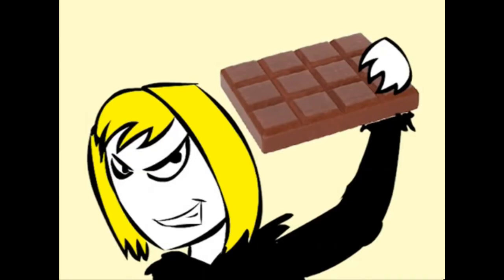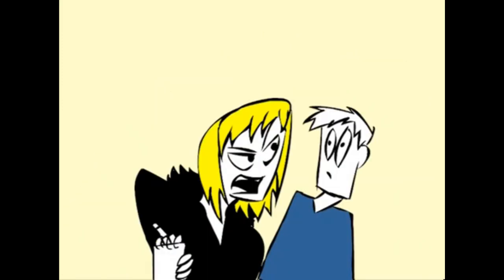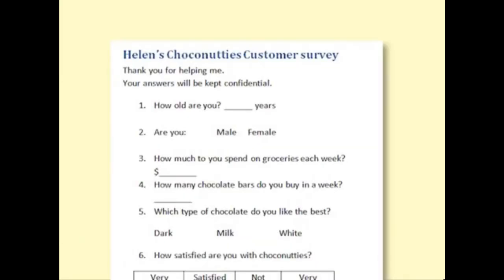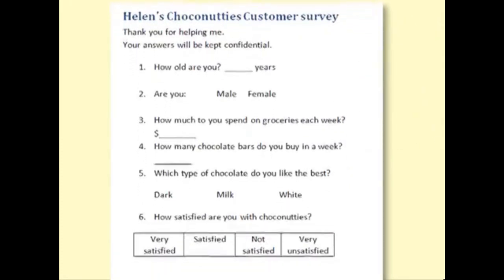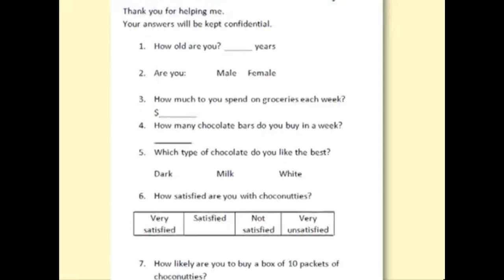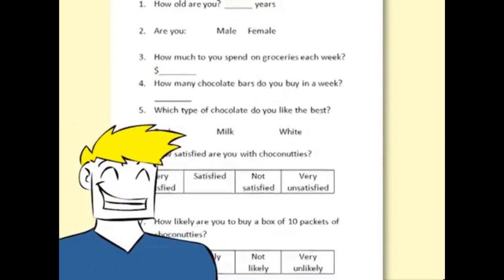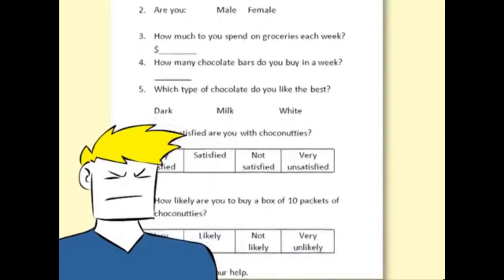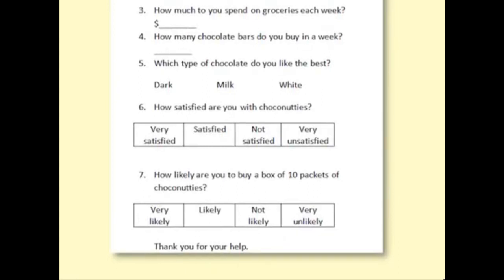Helen sells Choconutties. Helen is interested in developing a new product to add to her line of Choconutties. She develops a questionnaire and asks a random sample of 50 of her customers to fill it out. She asks them their age and sex, how much they spend on groceries each week, how many chocolate bars they buy in a week, and which they like best out of dark, milk and white chocolate. She asks them how satisfied they are with Choconutties. Very satisfied, satisfied, not satisfied, very unsatisfied. And she asks them how likely they are to buy a whole box of 10 packets of Choconutties.